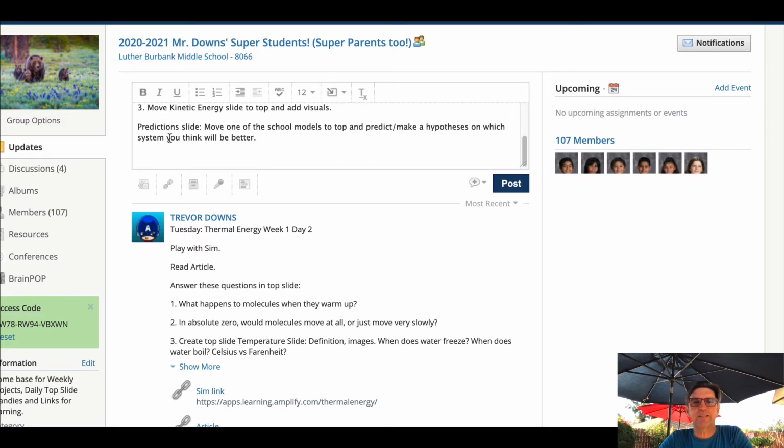Now the thinking slide here is the prediction slide. We want to predict what do you think is going to work best on the system that the school has in place. And we've seen that system. We're going to go look at it right now. Move one of the school models to the top and predict, make a hypothesis, that's the same thing as predict, on which system you think will be better. All right, let's dive into the lesson.